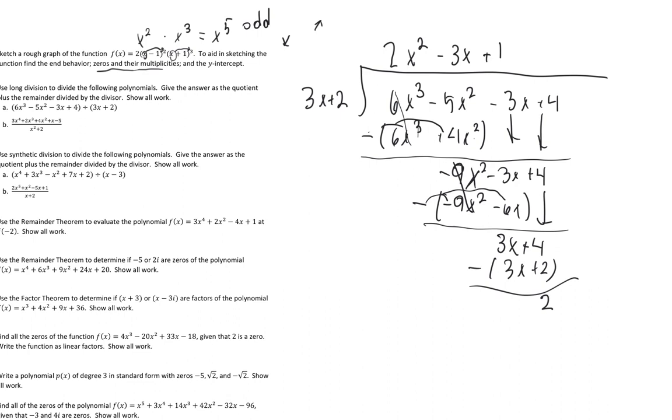So for the answer, it wants the quotient, which is this part right here. This is our quotient, plus our remainder divided by the divisor. This right here is our divisor. So it's going to be plus 2, that's our remainder, over our divisor, 3x plus 2. And this is the answer I wanted.